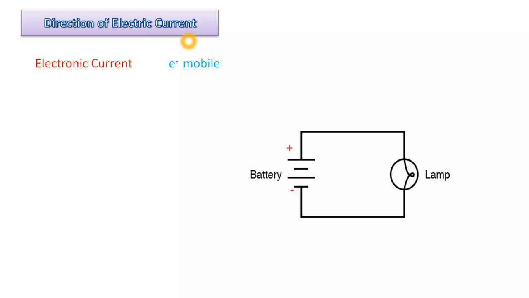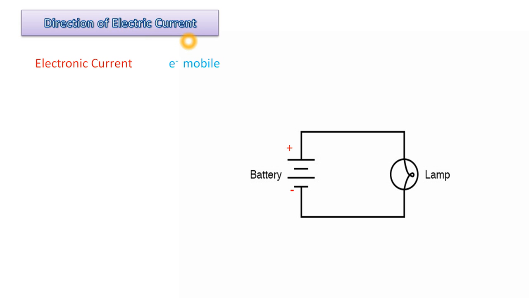So, when we talk about electronic current, we say that the electrons, which are mobile, act as charge carriers. So, they are actually carrying the charge. What we are basically trying to say is that the negatively charged particles are the charges which are flowing, and because of their movement, current is being formed. So, this type of current is termed as electronic current.